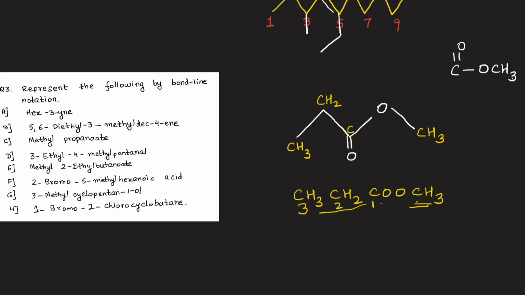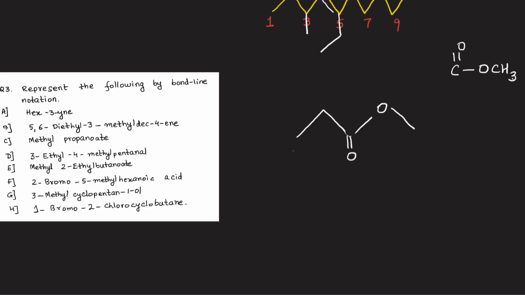So how do we show the bond line notation? Only the bonds to be depicted here, not the atoms, please. And this completes your structure of methyl propanoate. Right?